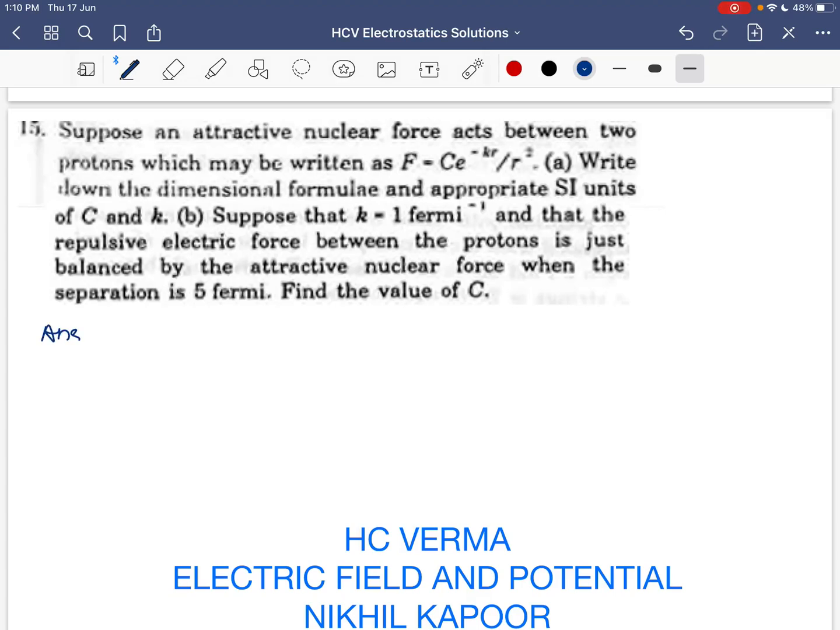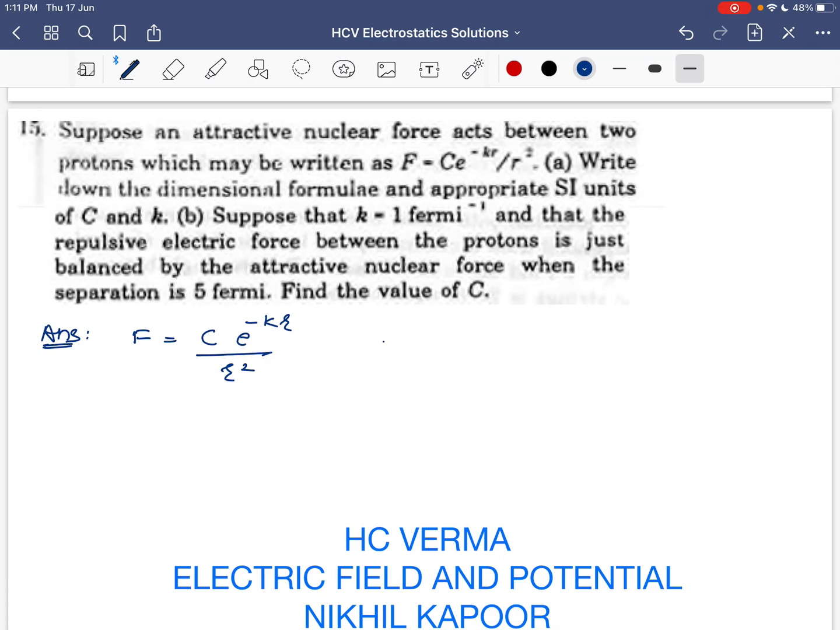Start with the 15th example, and what is said here: suppose an attractive nuclear force between two protons is written as C constant into exponential e raised to minus kr whole divided by r square. Write down the dimensional formula and appropriate unit of C and k.